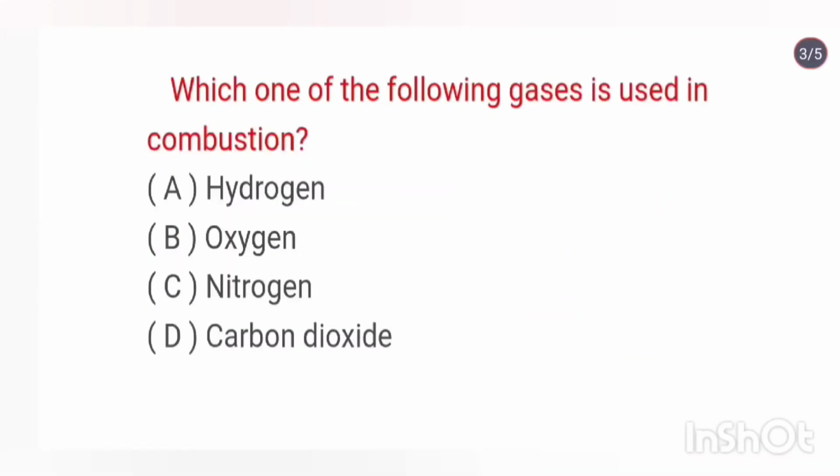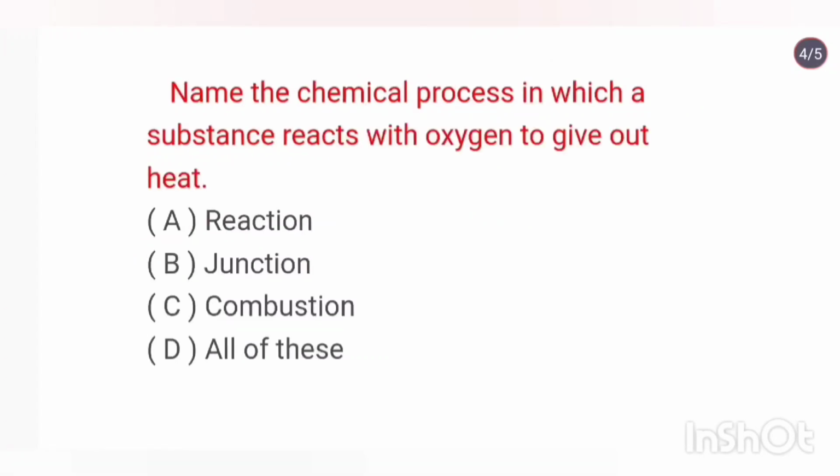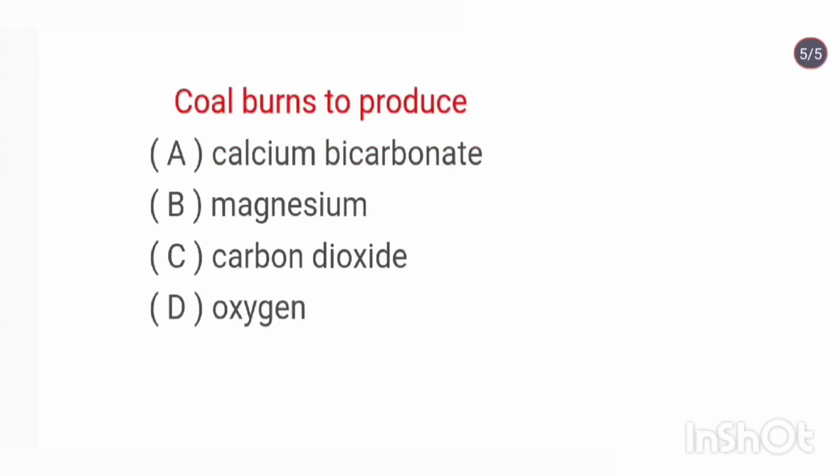Which one of the following gases is used in combustion? Oxygen. Oxygen is necessary for combustion. Name the chemical process in which a substance reacts with oxygen to give out heat. Combustion. Coal burns to produce carbon dioxide.